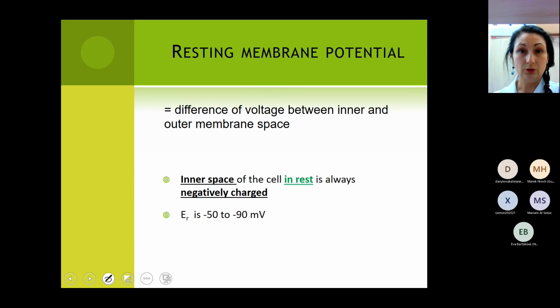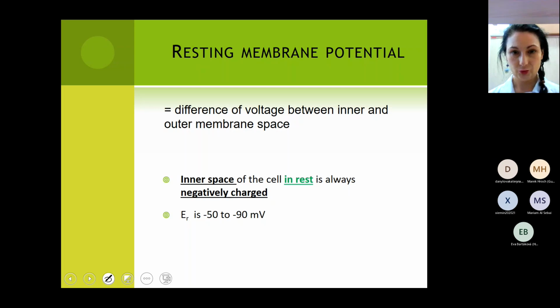During the resting membrane state, or equilibrium membrane potential, we are talking about the negatively charged inner space of every living cell. So it means that inside the cell there is a negative charge and outside the cell a positive charge. The difference between these two charges gives the majority of cells a membrane potential ranging between -50 and -90 millivolts. So it's a negative potential. This value is typical for the resting membrane potential.